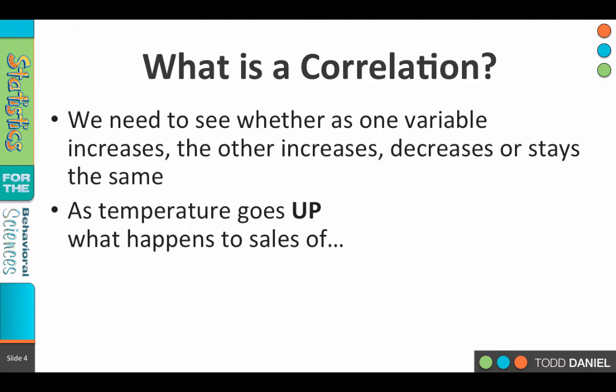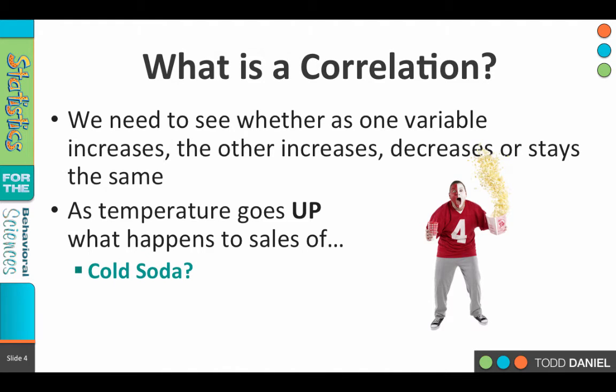So let's think about a variable like temperature. We are running the concession stand at the football game, and we know it's going to be really hot this weekend. So what happens as temperature goes up to the sale of cold soda? As the temperature increases, the sale of cold soda also increases. We could say those variables are correlated or related. They have a positive correlation.